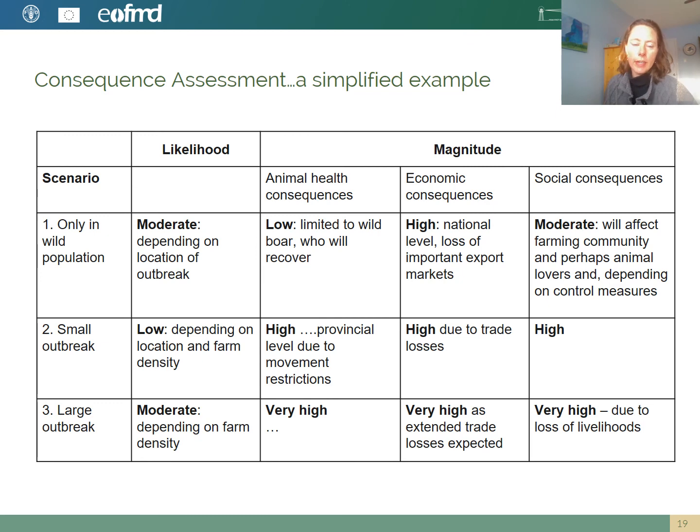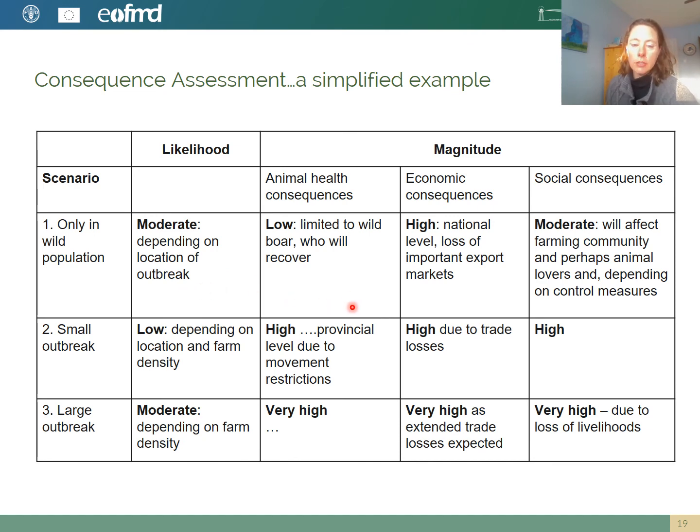After the different scenarios have been identified, the likelihood of each scenario and the magnitude of its consequences can be summarized in a table like this one. So let's go through what would happen if the outbreak was limited to the wild population. First of all, the likelihood of this occurring was assessed as moderate, and it would depend on the location of the outbreak, probably how close domestic livestock are to the wild population.